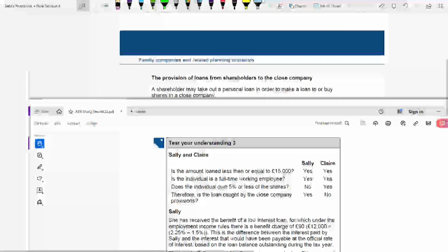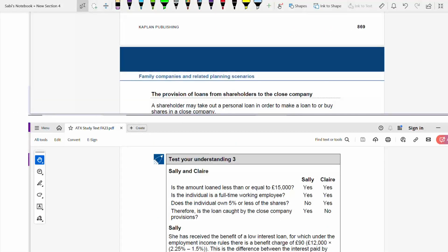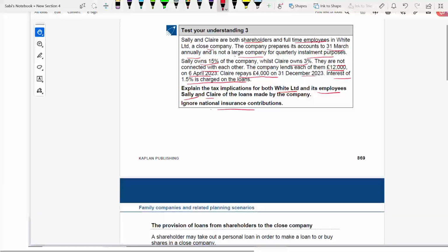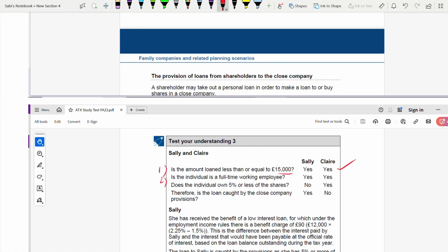So now, first let us go through 3 things. In fact, 4 questions. Is the amount less than or equal to 15,000? For both, it's yes. The amount of the loan is 12,000, which is less than 15,000. Second, is the individual a full-time working employee? Yes, both are employees. Does the individual own 5% or less of the shares? Sally, no. Claire, yes. So therefore, is the loan caught by the closed company provision? For Claire, no, because all 3 are yes. But for Sally, because she owns more than 5%, yes.